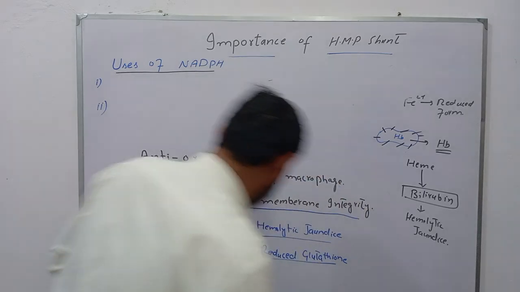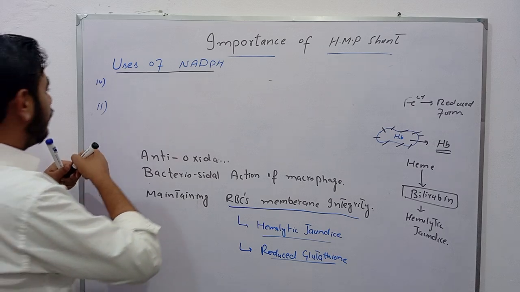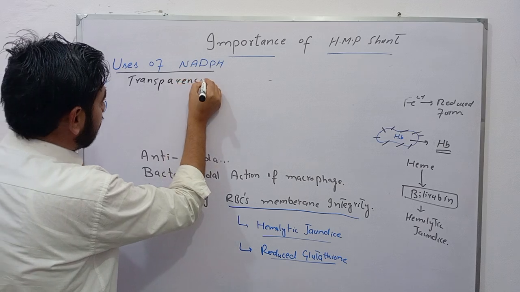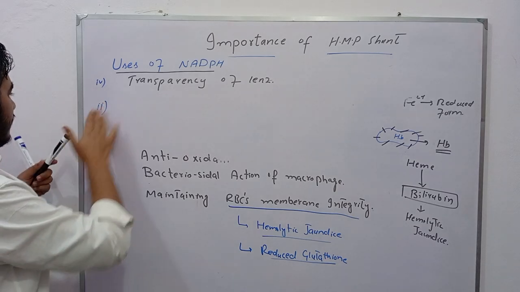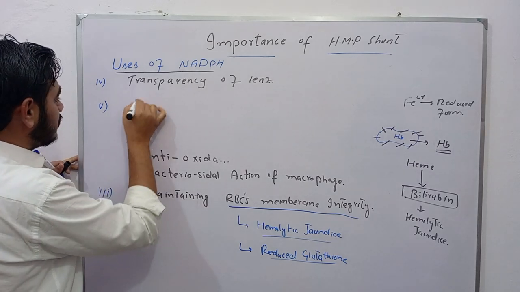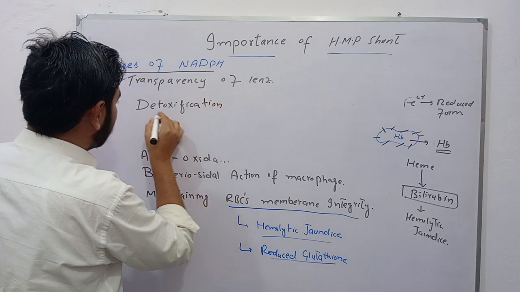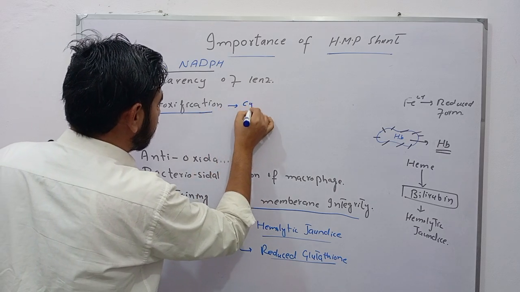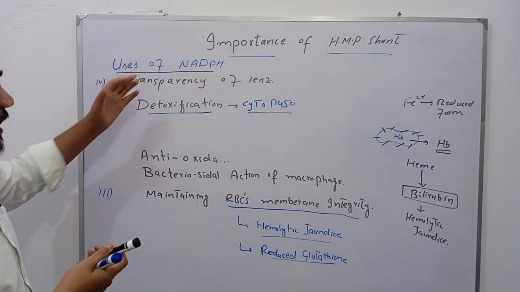The fourth point is that it is very important for maintaining the transparency of lens. And the fifth point is that it is very important for detoxification. It is also required for detoxification, and this detoxification process requires cytochrome P450. So these are all the uses of NADPH.